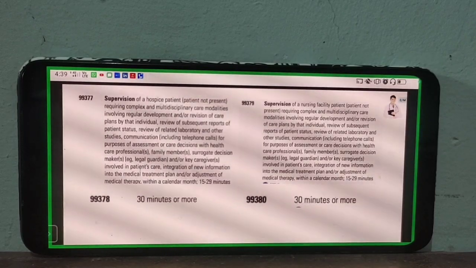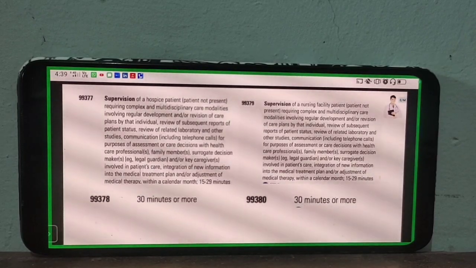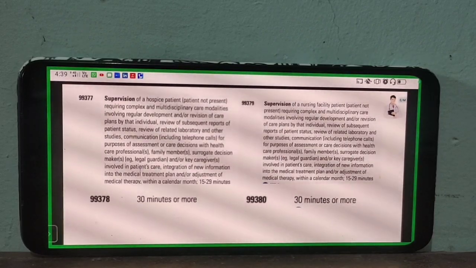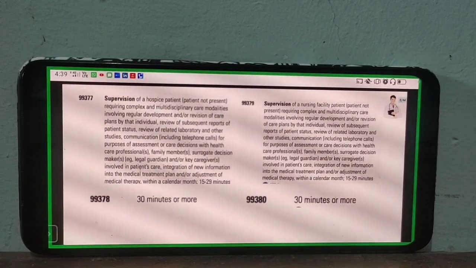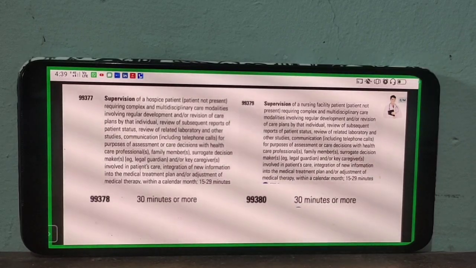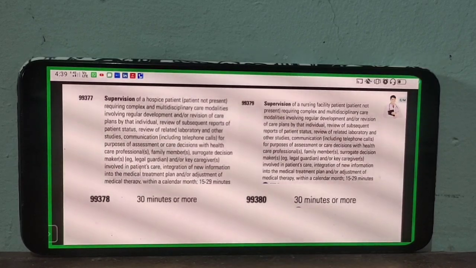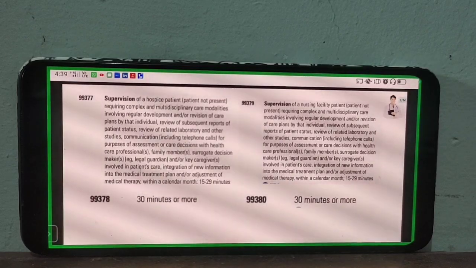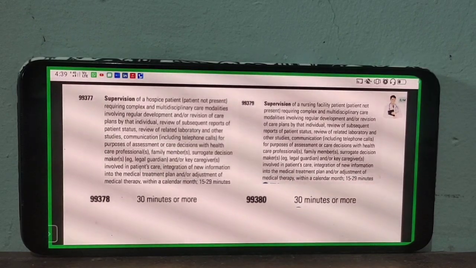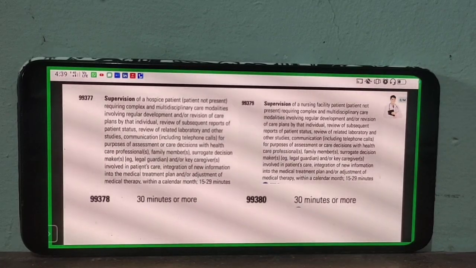the patient is admitted into the hospital setting, like a center. In that center, they take care of the patient for a few days. That is 99377 and 99378. So same as that: 15 to 29 minutes, 99377; 30 minutes or more, 99378. Suppose 99379 and 99380, nursing facility.